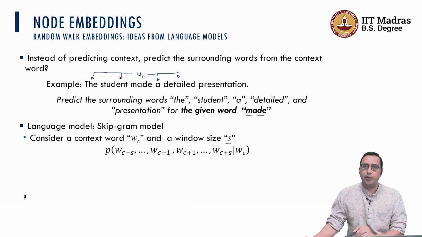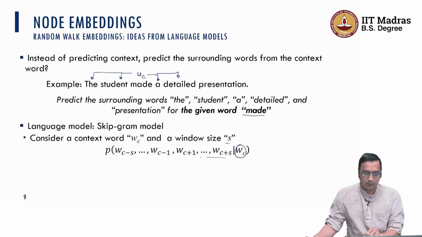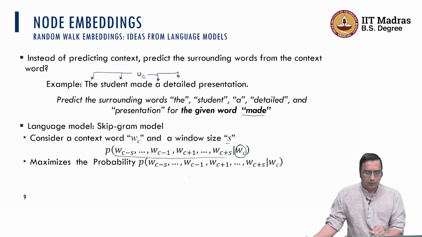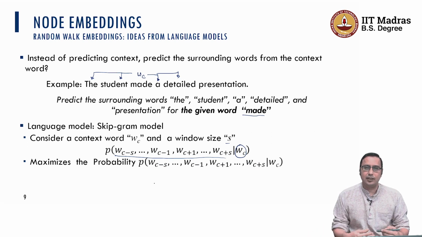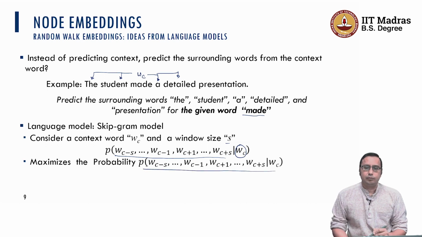And then what I am trying to do is, given the context word WC, I would like to predict the different words surrounding this context word in the window of size S. So I have a total of 2S context words I would like to predict. And what we want to do is maximize this probability for getting a valid sequence of words.